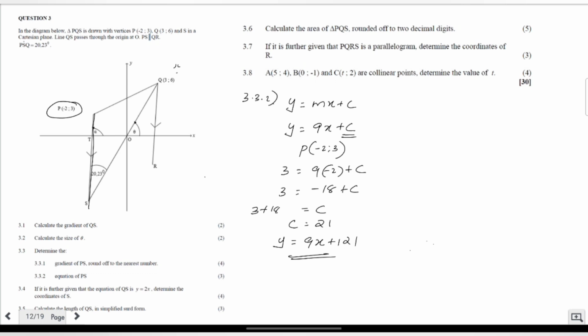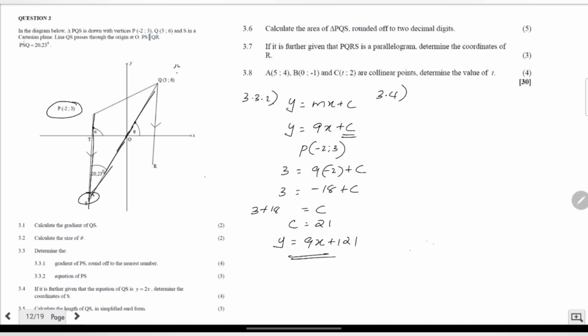Okay, now we can go to 3.4. What is 3.4? It is further given that the equation of QS, that is this line QS, which is passing through the origin, right? Okay, then this line doesn't have a y-intercept because the y-intercept is 0. Okay, y is equal to 2x. Determine the coordinates of S. How many marks? 4 marks question, isn't it?